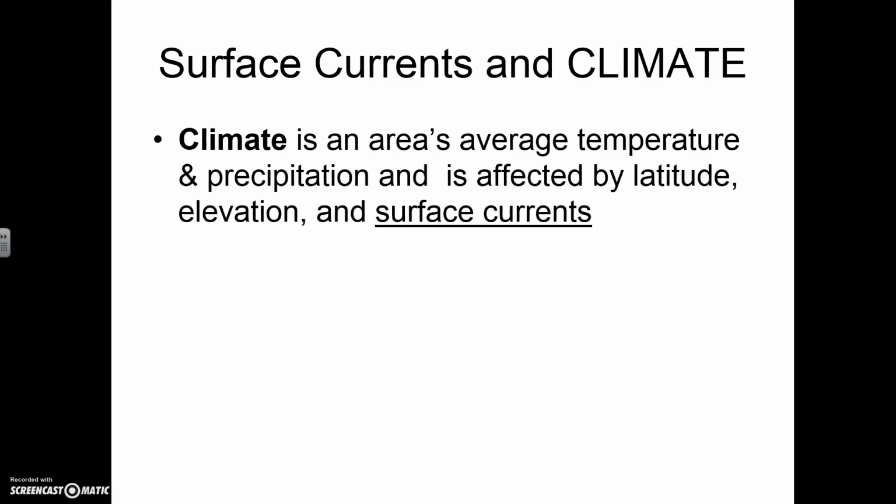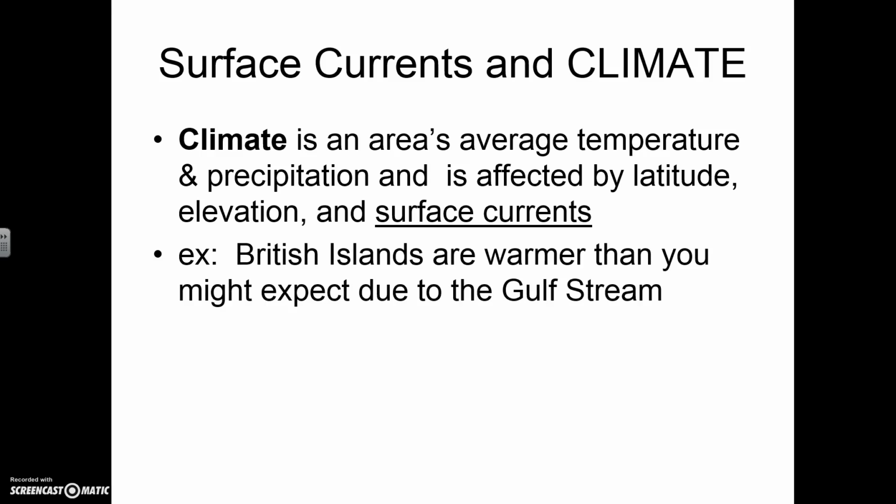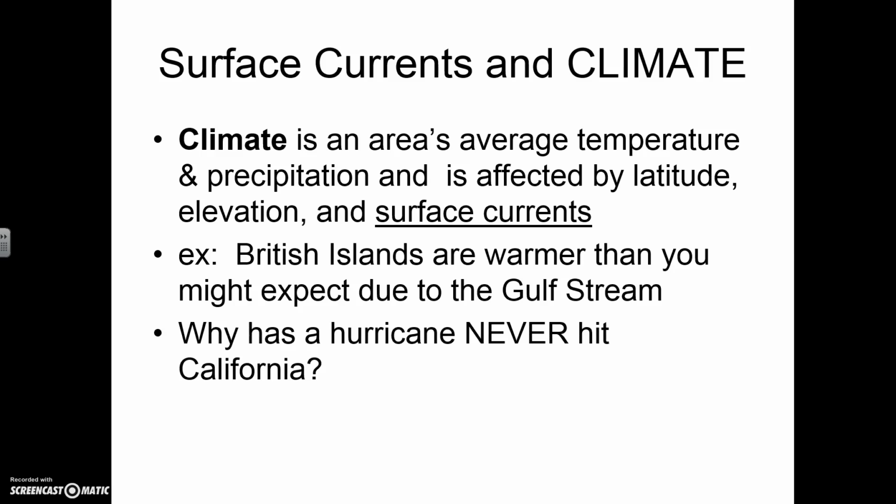Okay, so climate is an area's average temperature and precipitation. It is affected by latitude, elevation, and of course surface currents. So your surface currents that are around you will affect your climate. Example, the British Islands are warmer than you might expect due to the Gulf Stream, which is what I said earlier. And why has a hurricane never hit California? So maybe you need to think about what kind of water is needed for a hurricane and what kind of water is near California. You might want to write down your thoughts on the bottom left-hand side of your paper on the front.